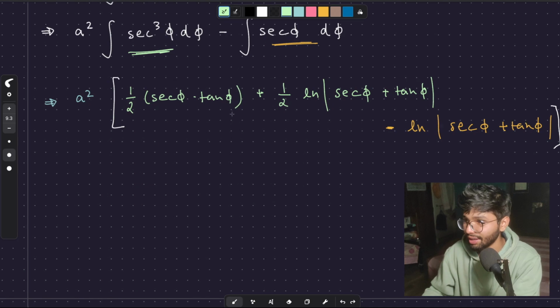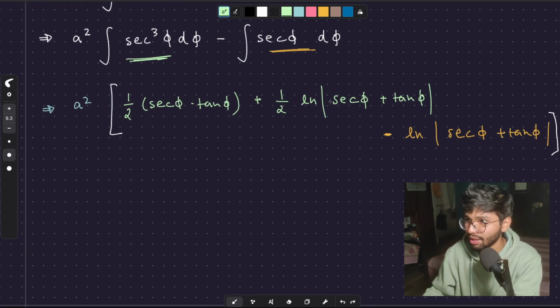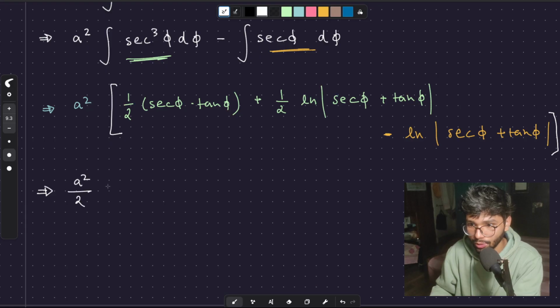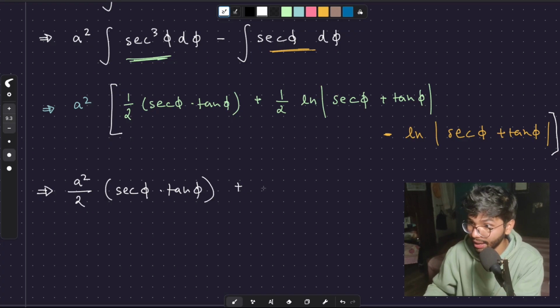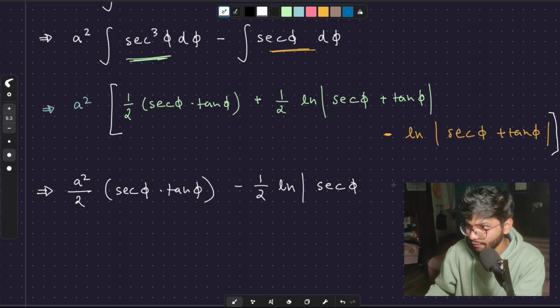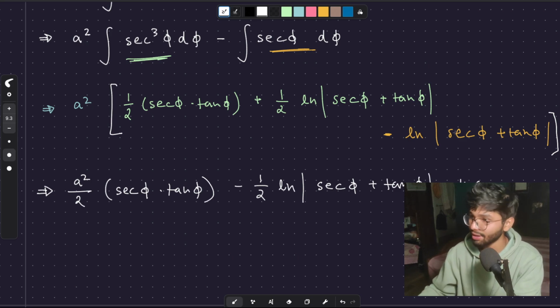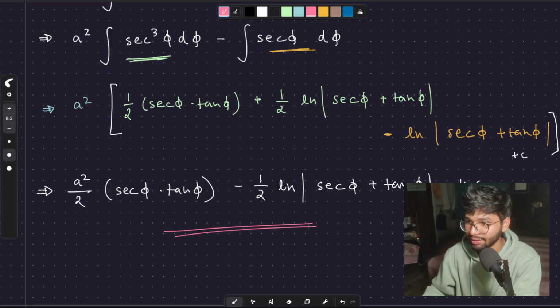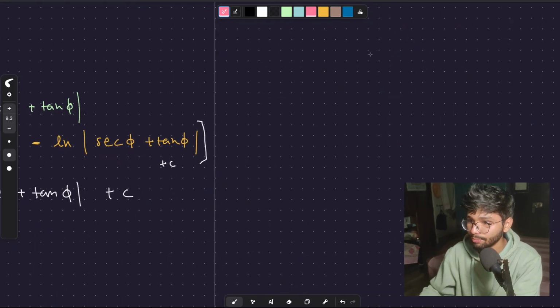I did take too much space, so I'll have to use the next page. Okay, we'll do that. So a squared over 2 secant phi tangent of phi minus, not plus, because we're adding these things, minus half natural log of secant phi plus tangent phi, and do not forget the plus c. Yes, do not forget the plus c. I should have added this here as well. We got this thing over here, and with that, we can move over to this page.